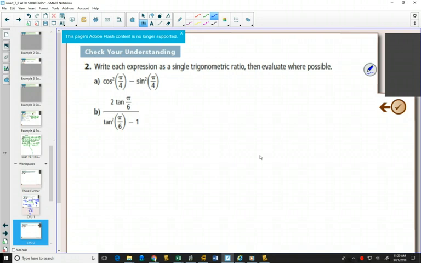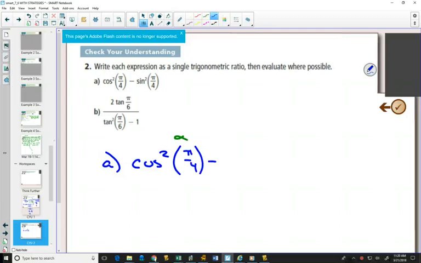And if you looked at that and said to yourself, I know pi over 4 is root 2 over 2, so I could evaluate this right away, that wouldn't be wrong. But what they're wanting you to start to be able to do is to say, if you have an expression, do a quick check. Is there a formula that matches that? And for A, when you have cos squared of something minus sine squared of that same thing, we do have a formula that matches.